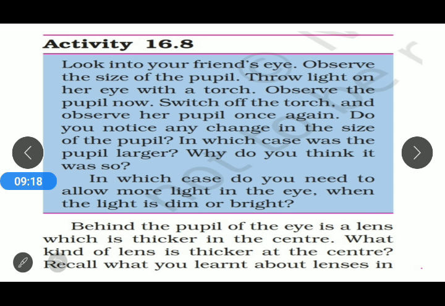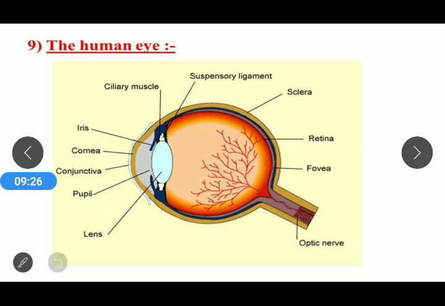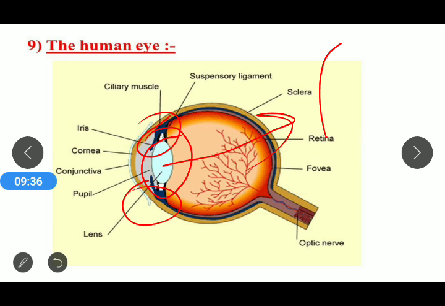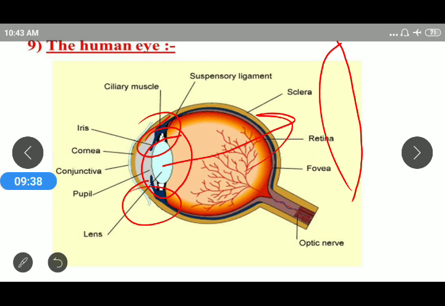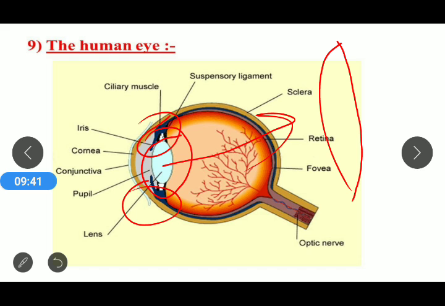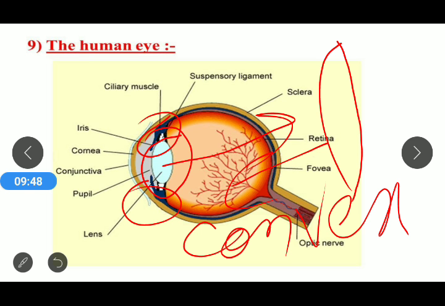After that, behind the pupil of the eye there is a lens. If you look at this picture, behind the iris we have a thicker lens, and its shape is like this. You have learned in your previous classes that this type of lens is called a convex lens. That means nature has provided us a convex lens. Why has nature provided a convex lens?